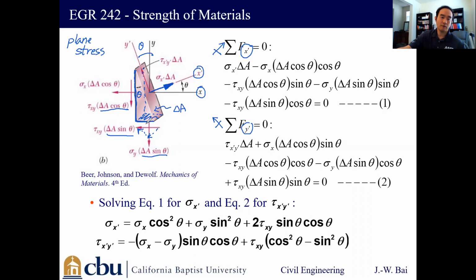So we will have the x, this is kind of confusing.